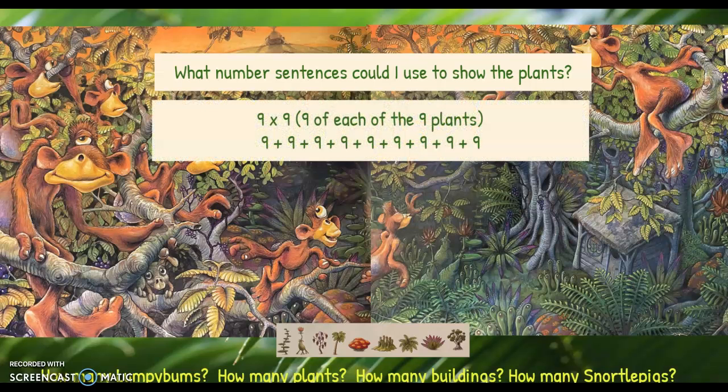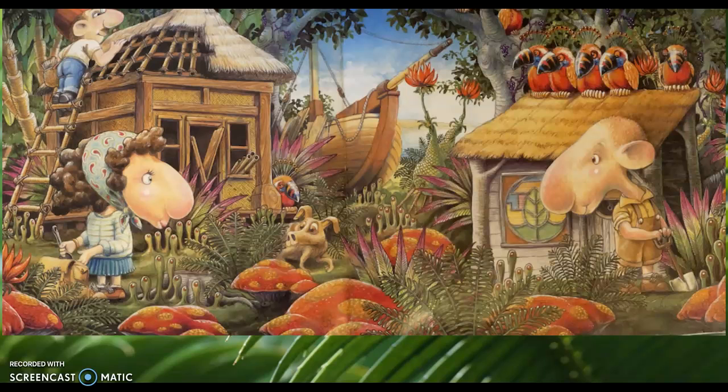You're right. I could use repeated addition again to do 9 plus 9, 9 times. Or I also could say 9 times 9, because now there are 9 plants and there are 9 of each. I'm noticing some pattern in the book already. Let's keep reading to see if the pattern continues.